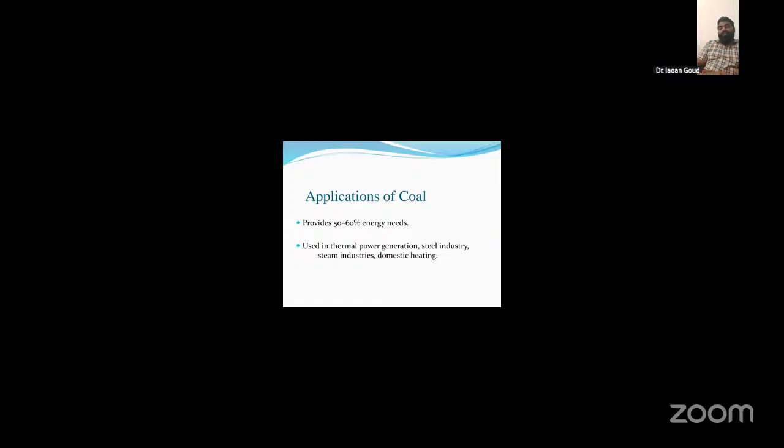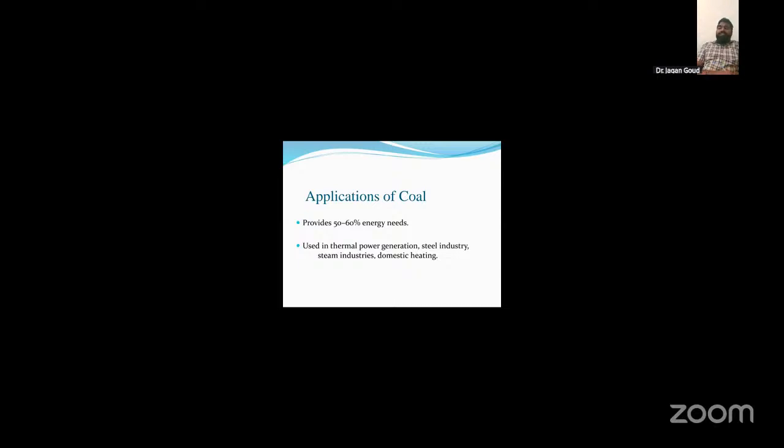Application of coal. What are the applications of coal? Coal is one of the most important conventional energy sources and has historically supplied a major share of global energy. Major applications are power generation: coal provides about 50 to 60% of energy needs in many regions through thermal power plants. Steel industry: used in blast furnaces to produce coke, which helps in iron and steel manufacturing.